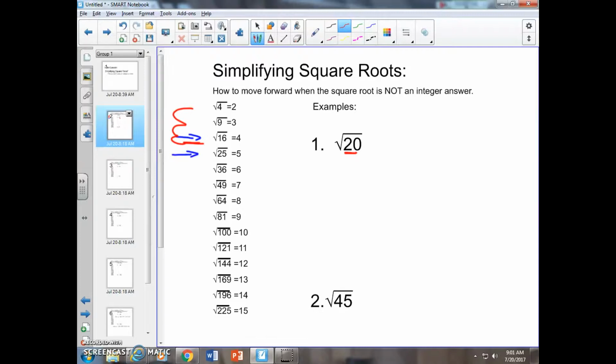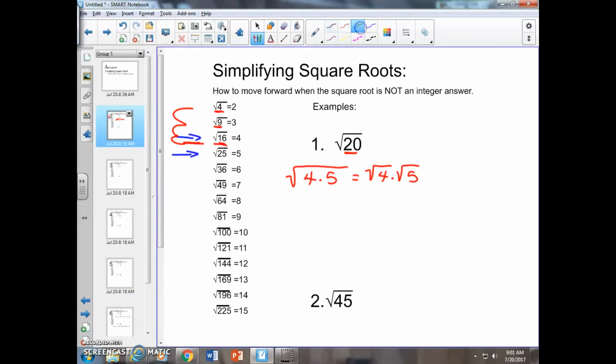For example, will 16 go into 20? No, it will not. Will 9 go into 20? No, it will not. How about 4? As it turns out, of course, 4 does go into 20. We can break it apart then as 4 times 5. We have a property that says if you've broken it apart into its factors, you can take the square root of the factors separately.